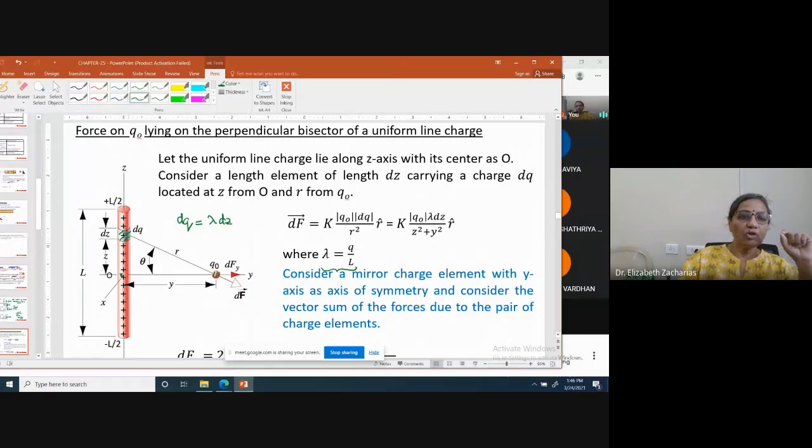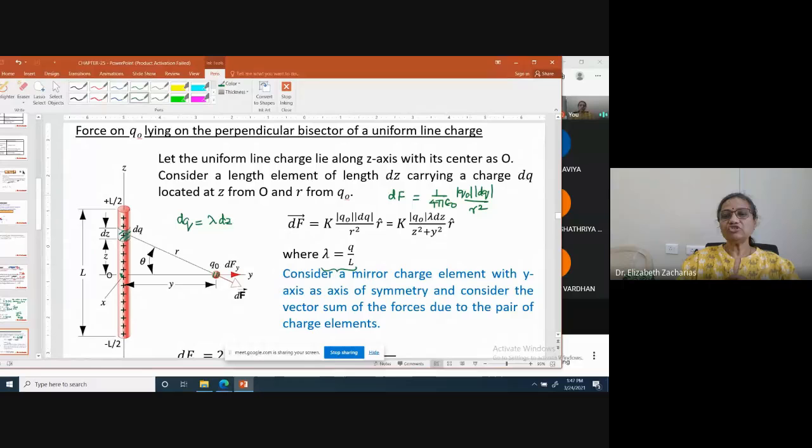We have to talk about, first of all, where is this located? It is located at a distance r from q naught. The distance between df and q naught is r. And let's assume dq is so small that it is like a point charge. So now let us write the equation for df. Let that force be df. I will write it as 1 by 4 pi epsilon naught, then q naught into dq divided by r square.